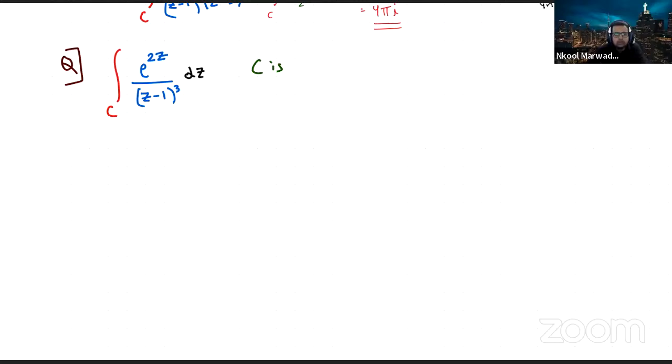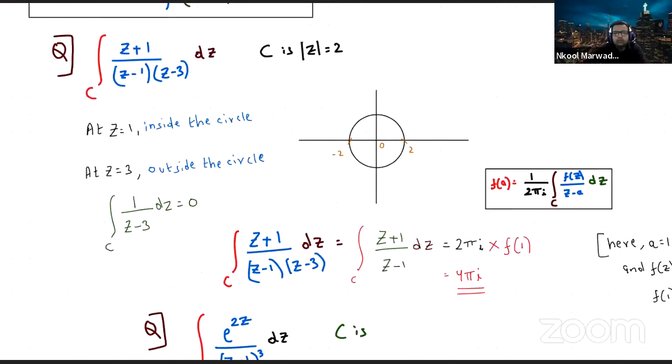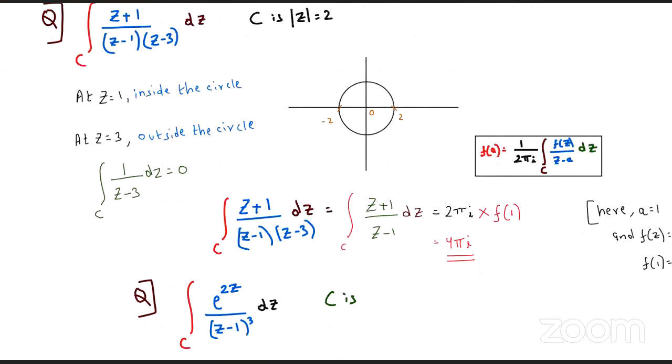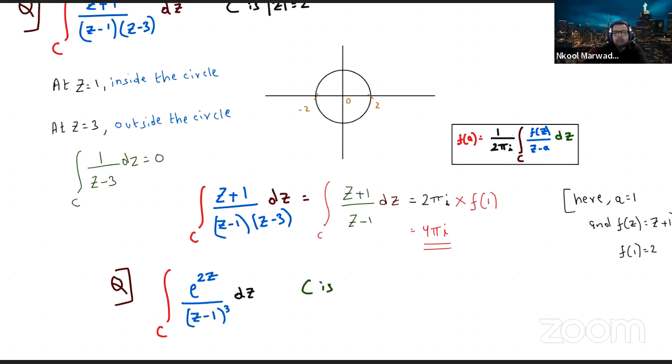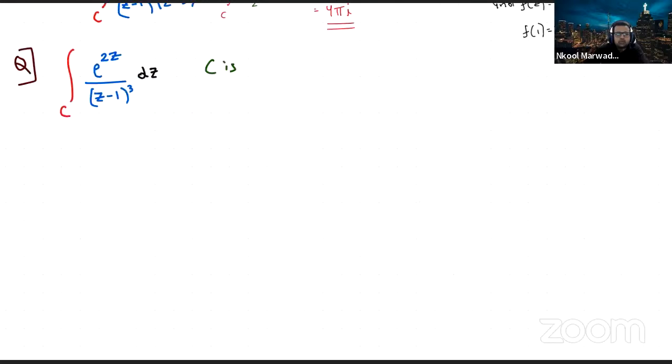Ours is right. Just see now, we have followed the same concept. Outside the circle, it will be this: z plus 1 upon z. Ours is correct only. So it is resembling this f of z. So C is mod of z equal to 2.